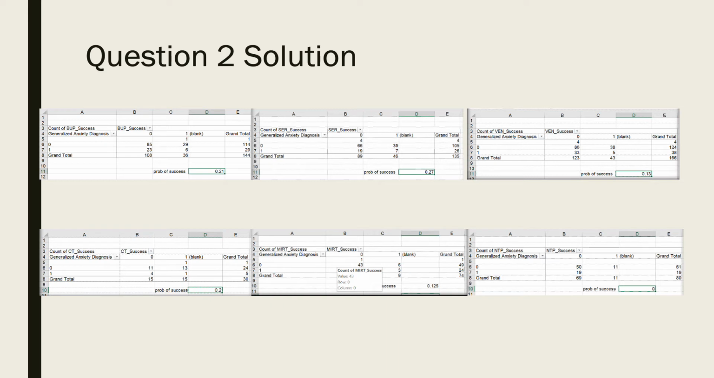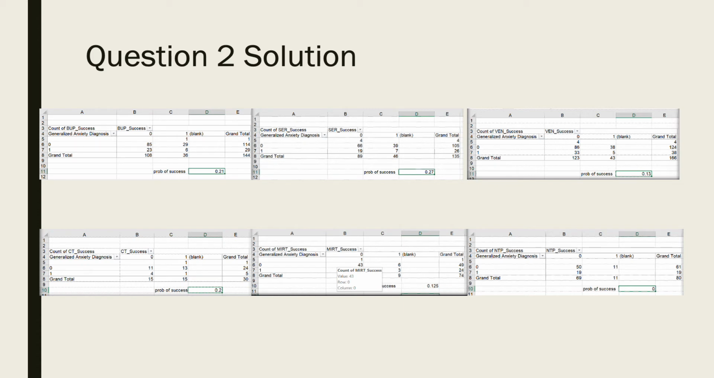So we did that with 7 medications, including the one from the previous slide, which, if you remember, had a 32% rate of success. We look at the other ones. We have 21 for SER, 27 for SER, 13 for VEN, 24 for CT, 12.5 for MIRT, and then we come up with 0 for the last medication, which is NTP. And like I said previously, the citalopram had a rate of 32%. So in the case of question 2, the citalopram is the best response or the best medication that can be offered in the diagnosis of anxiety.